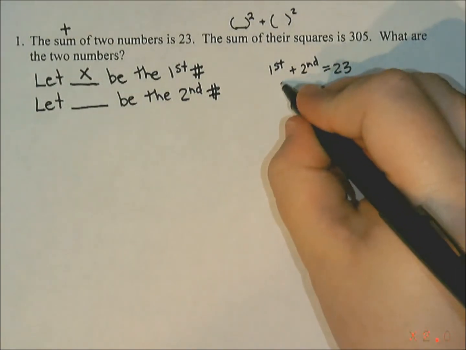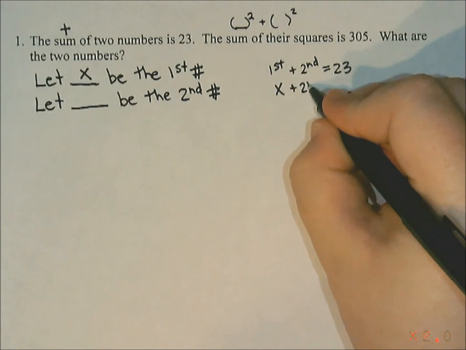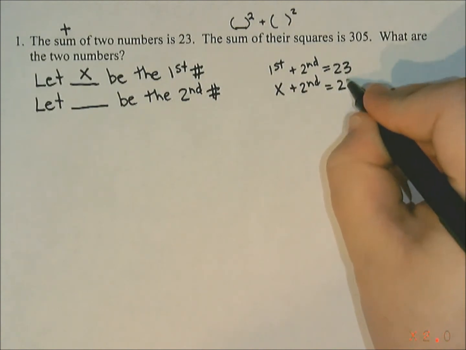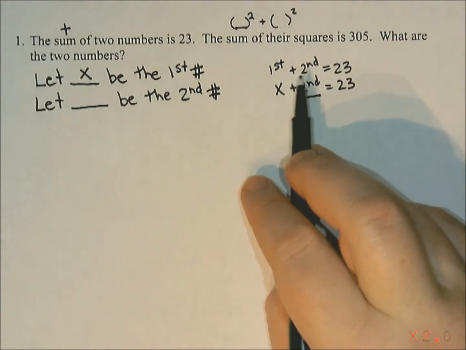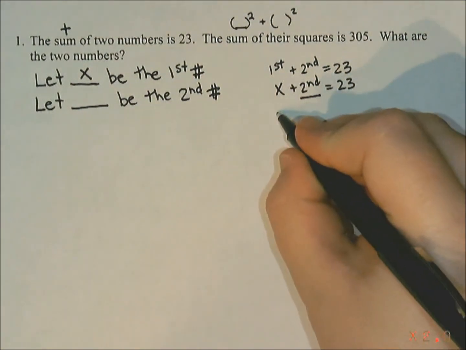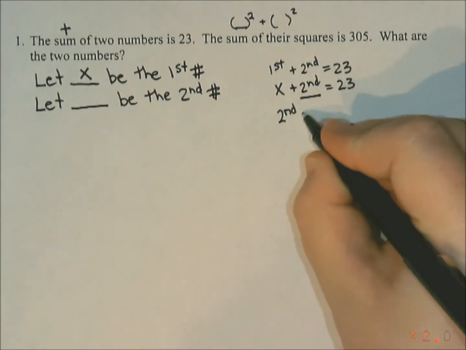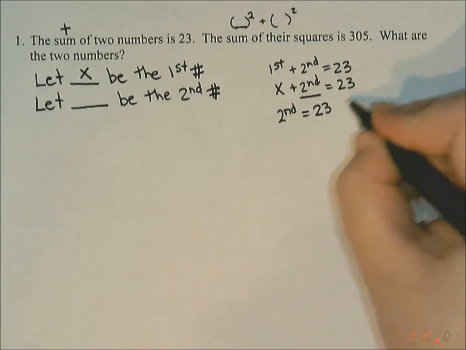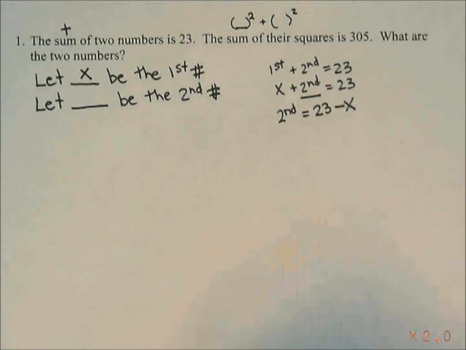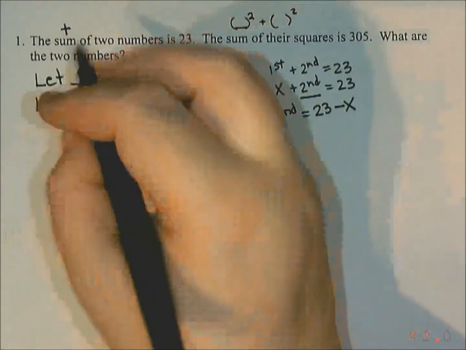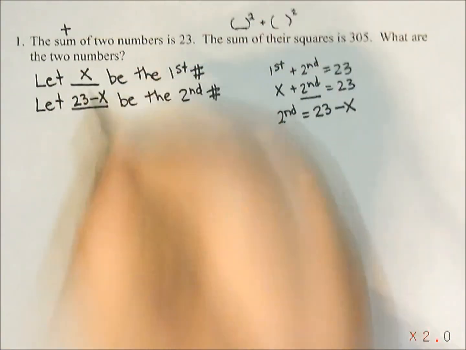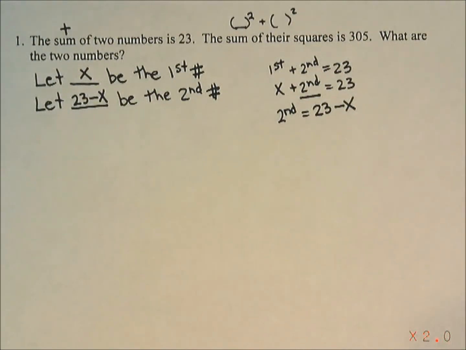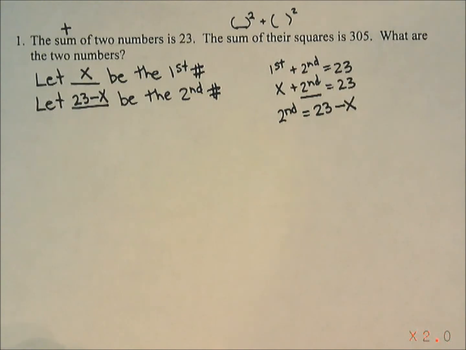So I know that the first number is x. If I wanted to find the second number, all I need to do is take the x to the other side to get that my second number is going to be 23 minus x. So if the first number is x, the second number is going to be 23 minus x. So that's our good start there. We've got our two let statements, and sometimes that's the hardest part of the question.